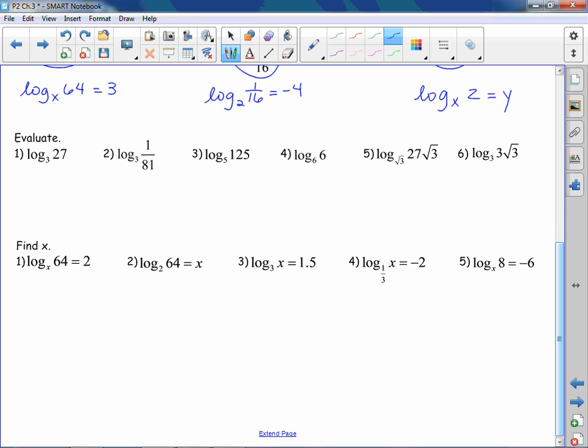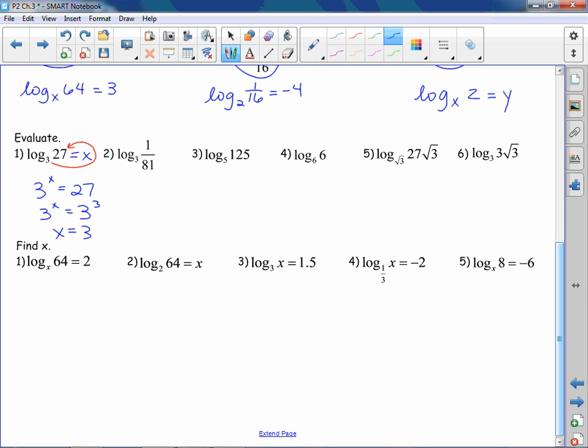Okay, we're going to evaluate these. That means we are actually going to find the number that it equals. What I think is easiest is I just say this equals something. Let's say it equals x. And then I switch, and then I find x. So start at your base, 3 to the x equals 27. 3 to what power is 27? To the third, yeah. You can also write it with the same base first, and then say that x equals 3.